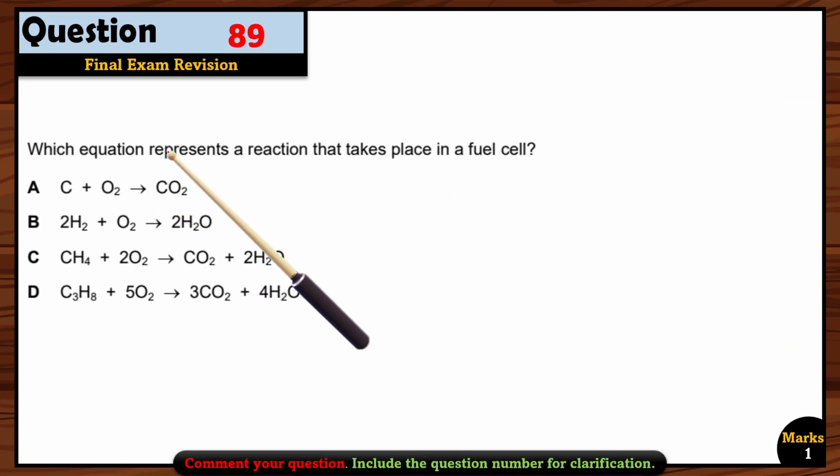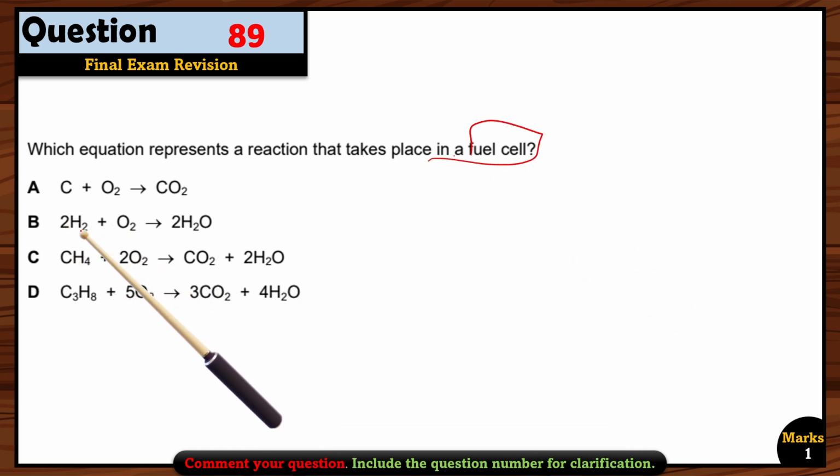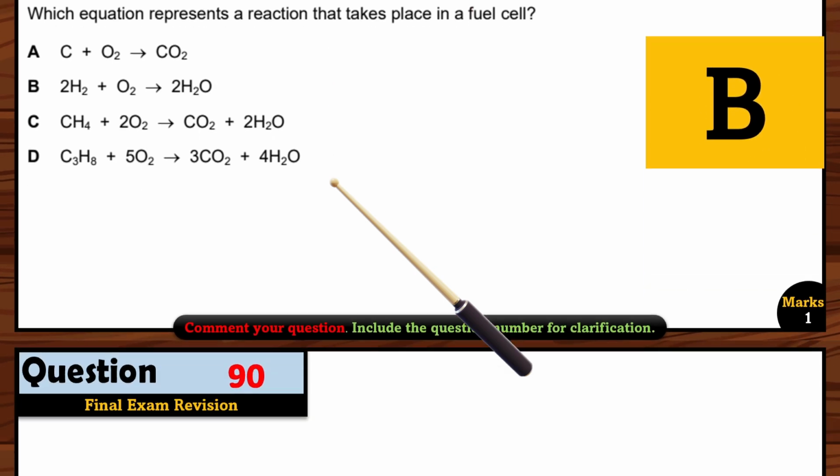89. Which equation represents a reaction that takes place in a fuel cell? Of course, hydrogen and water reaction. We have to see where hydrogen and oxygen react. Sorry, I'm saying water. It's hydrogen and oxygen reaction. So option B is the right option, where hydrogen and oxygen will react and the product will only be water.